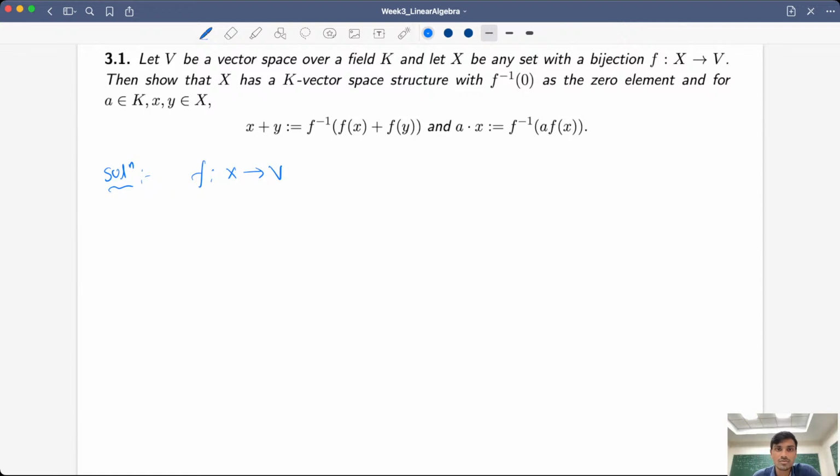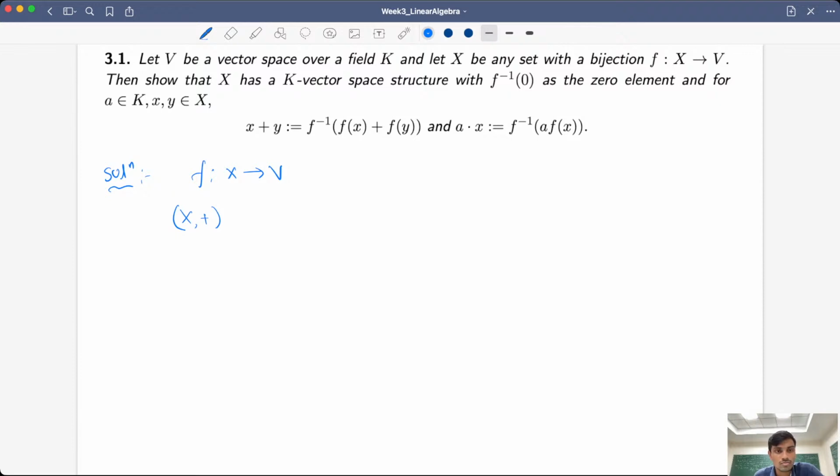So this plus is referred to the plus of this vector space V, and whenever I don't make any dot, this is the scalar multiplication defined on the vector space V. Okay, so here a belongs to K, x, y belongs to X. So first of all, I want to check that this X with this plus forms an abelian group, right?